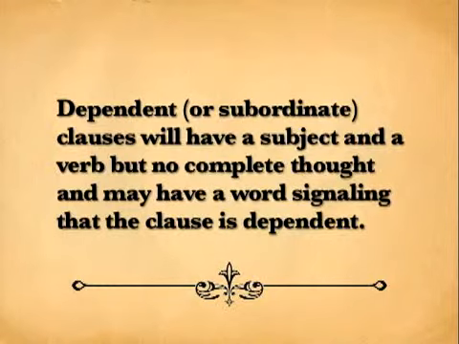A dependent clause, however, also called a subordinate clause, cannot stand on its own. It will have a subject and a verb, but there will be no complete thought. And there may, in some cases, be some sort of signal word, such as a subordinating conjunction, that lets the reader know that what comes after it is a dependent clause.